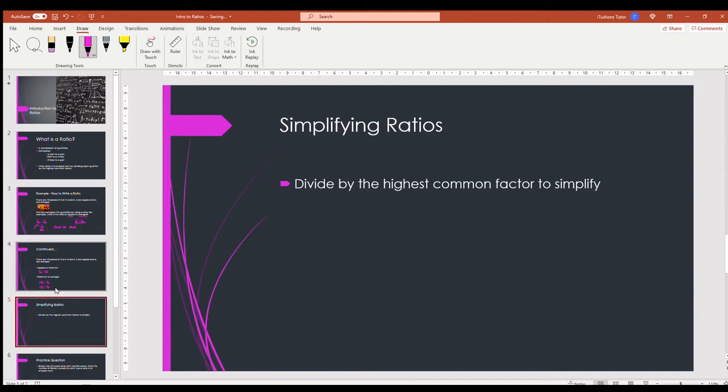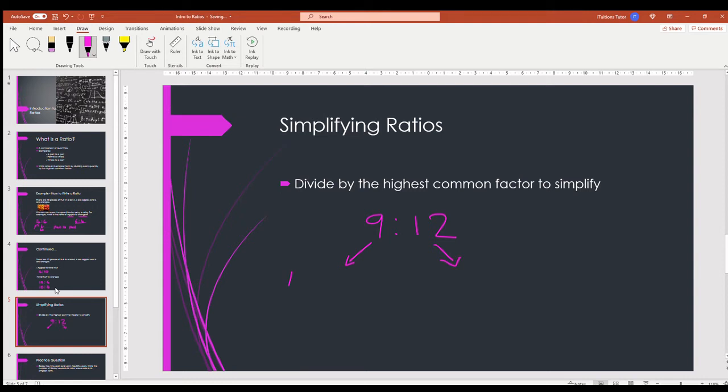Now, in this slide, I'm going to show you how to simplify ratios. Ratios can be simplified in the same way as fractions. We divide the quantities by the highest common factor. For example, let's do 9 to 12. And I'm going to start by listing the factors of each quantity.